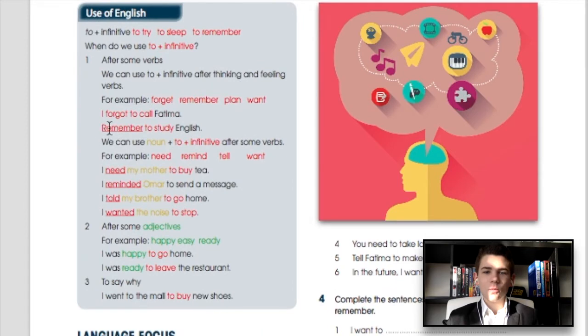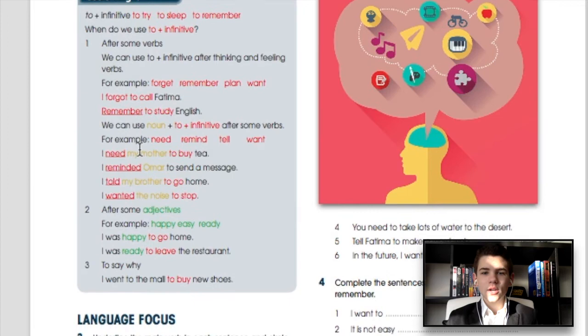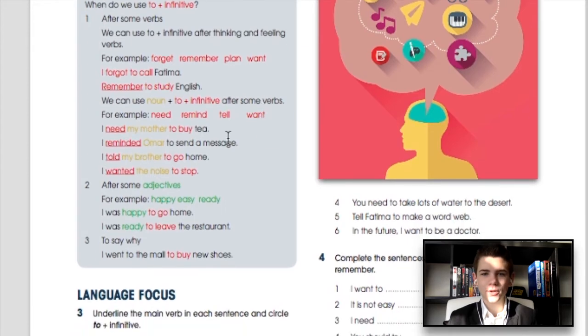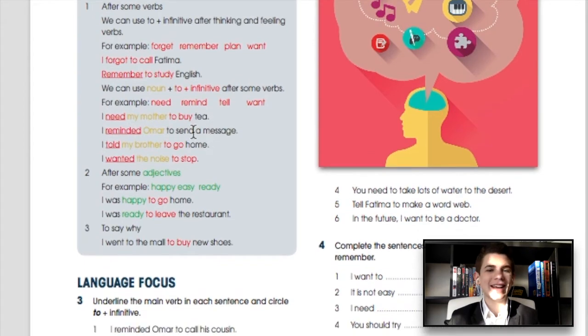Here's another example. Remember to study English. Notice it's underlined. That's important for later. We can use nouns plus to plus infinitive after some verbs, for example, need, remind, tell, want. You can see here, I need my mother to buy tea. And you can practice this. You have your I need here, and then you have your noun, and then you have your infinitive. Can you tell? It's the to buy. You've got your infinitive here. So this is an example of an infinitive.